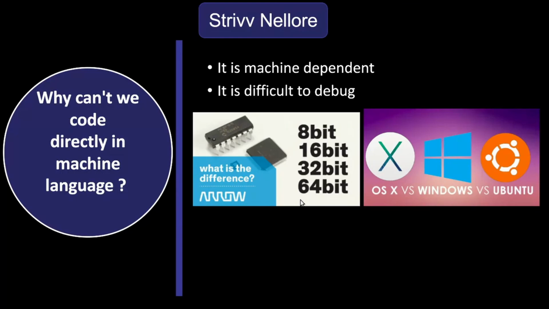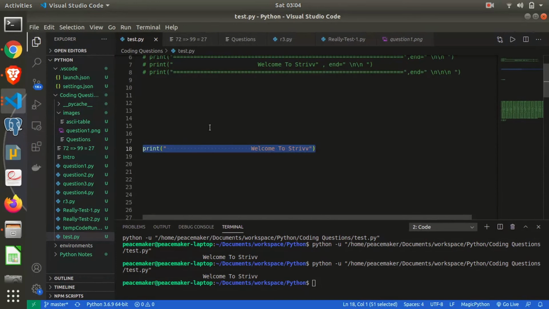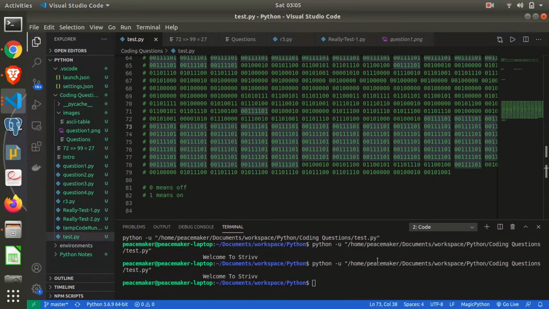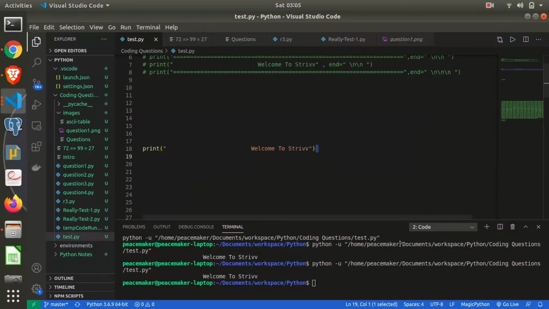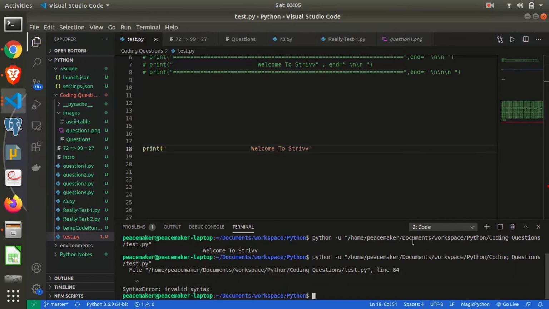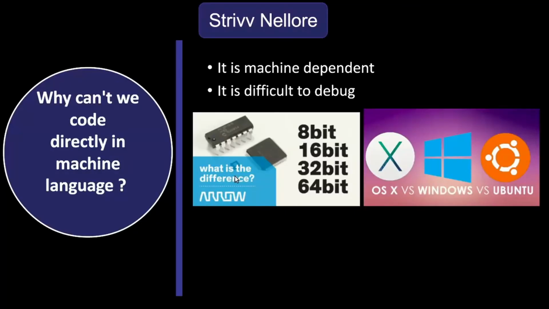And also, it is very difficult to debug the code. If there is an error in this code, it will be very difficult to debug because everything is similar and you can't find the error. For example, if there is an error in this code, we can easily find it out. This is a high level language, and if there is an error in this code, we can easily trace it out. A syntax error will be displayed at line 84. Okay, so these are the main drawbacks of machine code.